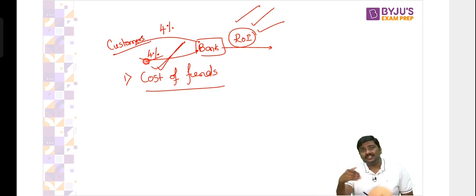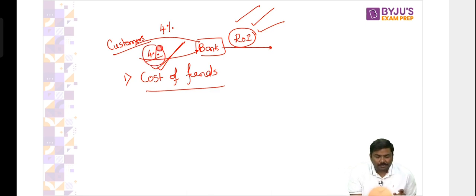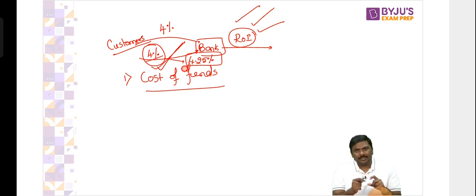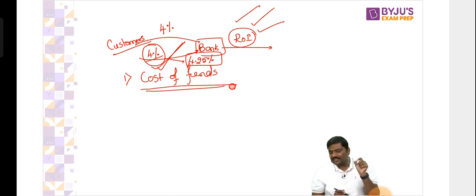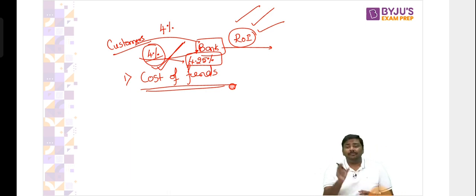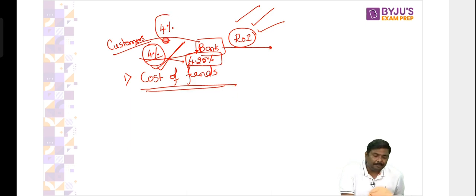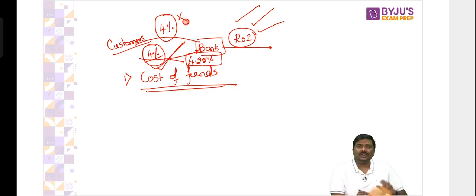Now what if RBI changes the repo rate from 4% to 4.25%? When RBI changes the repo rate, will the cost of funds change for the bank? Of course, yes. But the cost of funds will change by a very small number. It will not change by a very large number, very, very small number. Because first and foremost, the bank is collecting deposits and the rate of interest on the deposits is not changing.